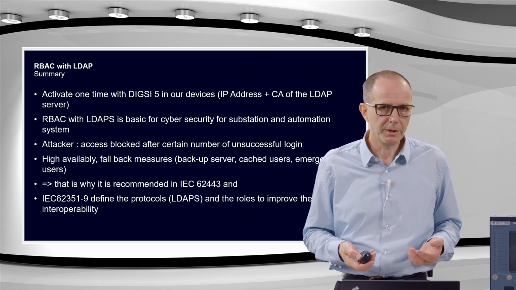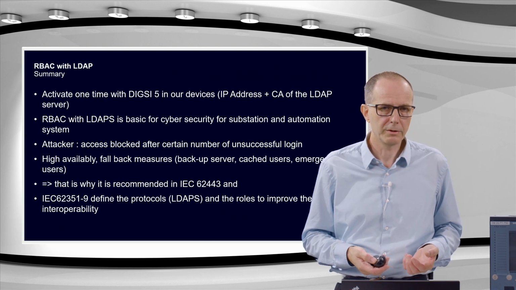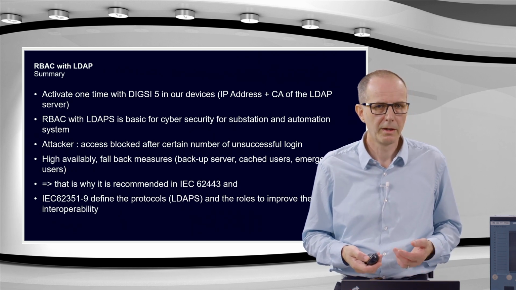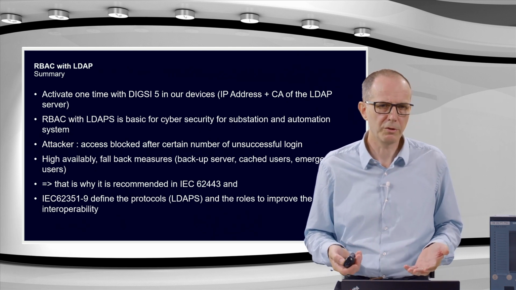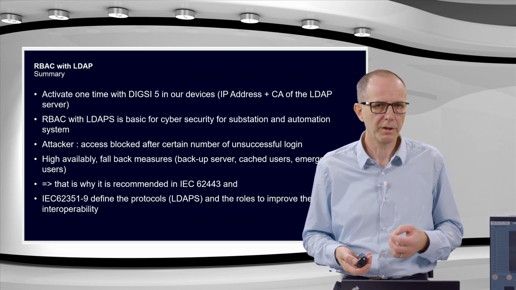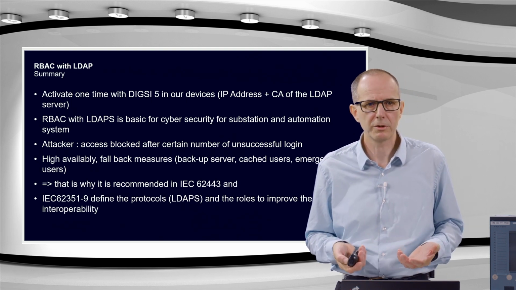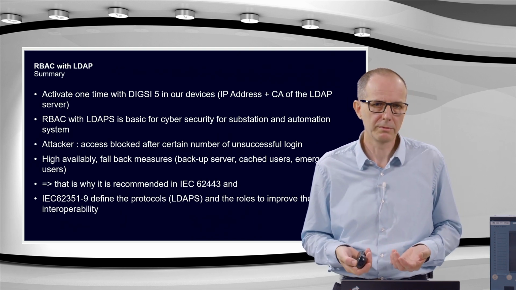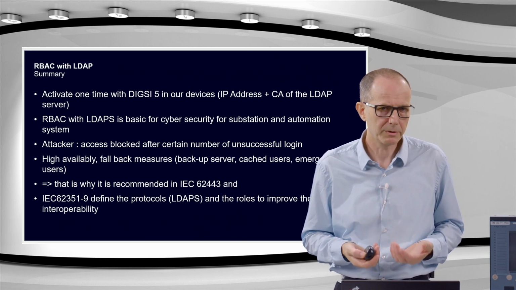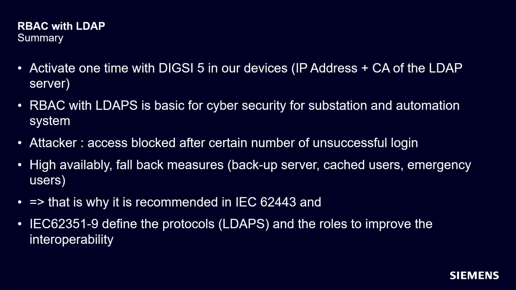RBAC with LDAP is basic for cybersecurity for session protection in the automation system. Attacker access is blocked after a certain number of unsuccessful logins. It is possible to have high availability due to the three fallback measures: the backup server, cached user, and emergency user. RBAC is recommended in the IEC 62443, and the IEC 62351-9 defines the protocol like LDAP secured by TLS and the roles to improve the interoperability.